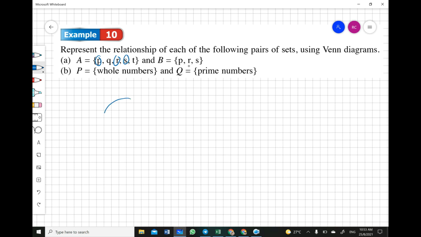So what do we do? We draw set B first so that it is easy. Okay, very good. And then we draw another set outside. We label it as set A.